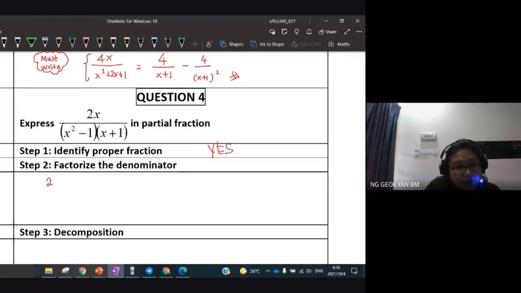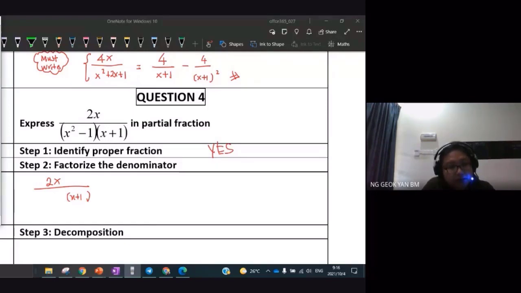So as we know that 2x over, so x plus 1 memang dah cantik, x plus 1. So x square minus 1. If your calculator is a equals to 1, b equals to 0, c equals to -1. So the value you get S1 is 1. S2 is -1. So ini hasil pengfaktoran dia, anda dapat x minus 1, x plus 1.